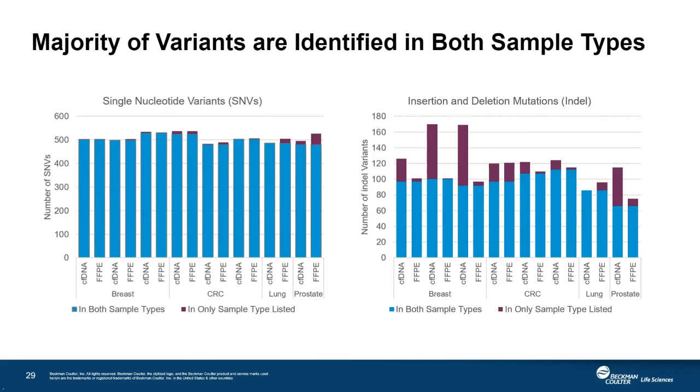When we look at the insertion and deletion mutations, the story is a little bit different. There is a bit of a statistical difference. You can see in these purplish bars where only in that sample type did we find that insertion or deletion. So there is a statistical difference. More indels were identified when sequencing cfDNA versus the FFPE samples.